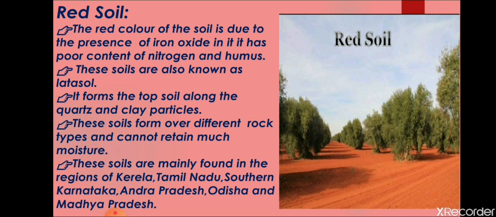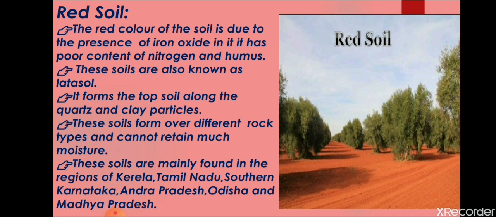Basically it forms the topsoil, with clay particles. That means it is in granular form, grain form. These soils form over different rock types and cannot retain much moisture. Water it cannot hold much. Basically this type of soil is found in Kerala, Tamil Nadu, Southern Karnataka, Andhra Pradesh, Odisha and Madhya Pradesh. Remember the places. It is important for your geography part where the red soil is basically found. These are the places where the red soil is mainly found.